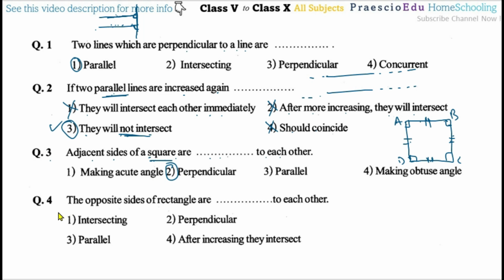Now, question number 4: the opposite sides of a rectangle are parallel. Suppose this is the rectangle. This side and this side are parallel, like our table edge. So parallel means option number 3 is correct.